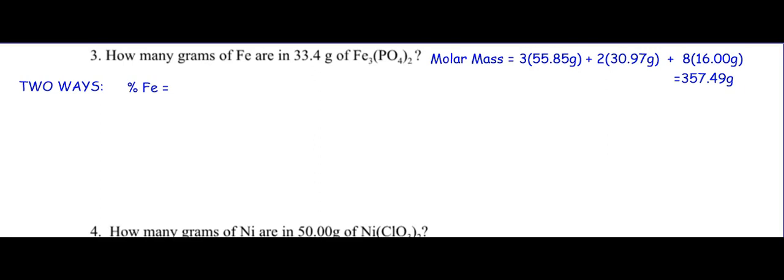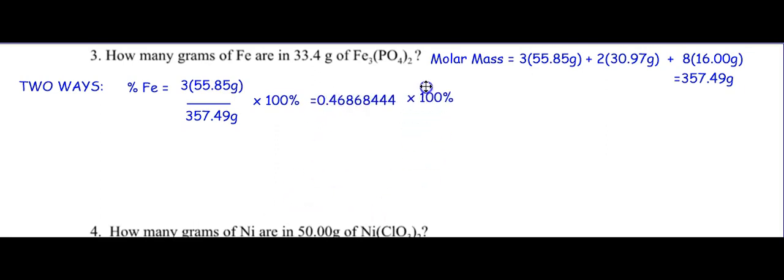All right, hopefully you got that. So it's always part over whole. So I have 3 times 55.85 divided by the whole of 357.49, right? Then multiply that by 100%, of course. So what did you get? I got this number. Well, that's kind of overkill, isn't it? I'm going to multiply by 100 though. So I end up with 1, 2, 3. I'm going to have to round that 8 up to a 9. So I got 46.9% iron. So how is this going to help me?